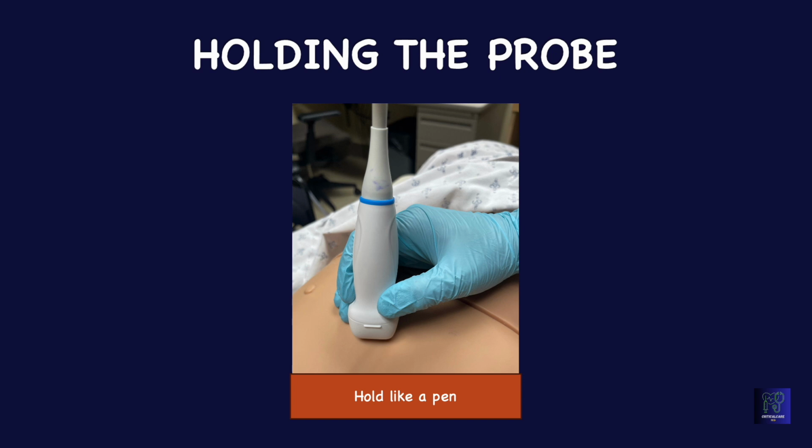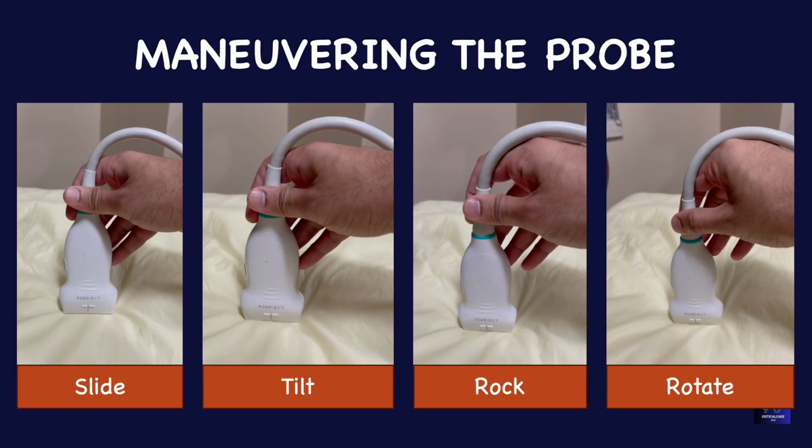Here is the proper way of holding a probe. The ulnar side of the hand should be resting on the patient's surface. This helps with stability and also reduces fatigue. There are various movements or maneuvers of the probe that can be used to achieve the best images of the organ being assessed. Here's what each of those terms mean.